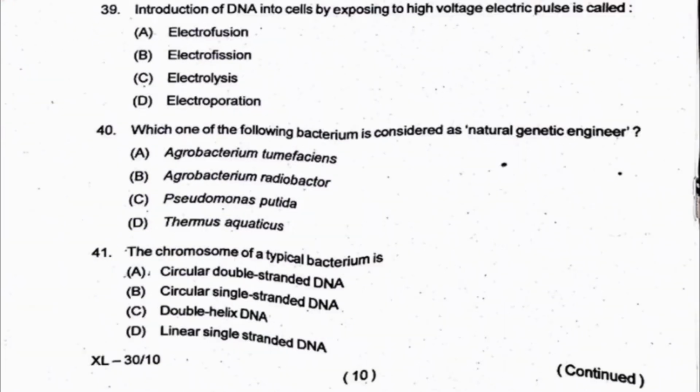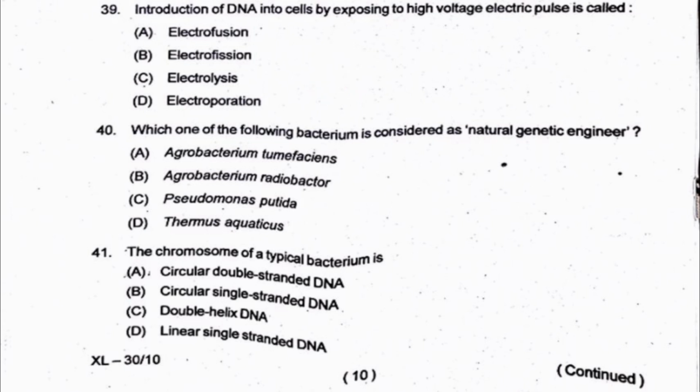Okay. Next, question number 39. Introduction of DNA into cells by exposing to high voltage electric pulse is called option A electrofusion, option B electrophism, option C electrolysis, option D electroporation. So the correct answer is option D electroporation. Electroporation is a physical method of introducing polar molecules such as DNA into eukaryotic cells through the cell membrane by exposing cells to electric pulse.